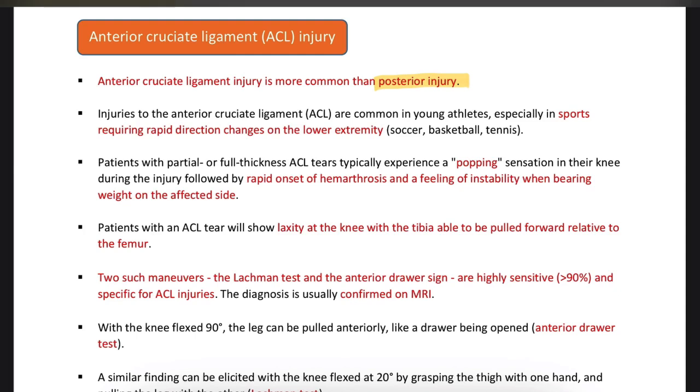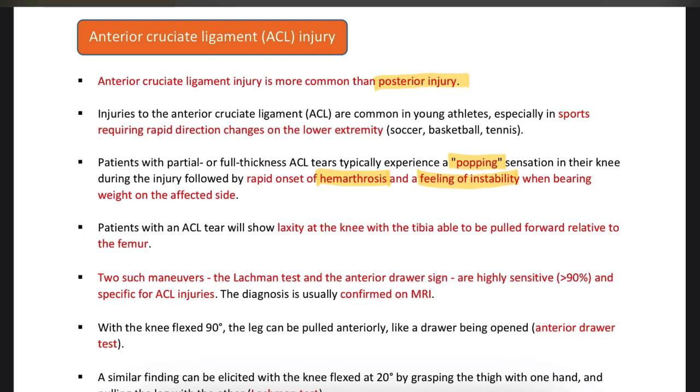Next, in clinical signs we can see an audible popping sound. Sometimes there is rapid onset of swelling, also known as hemarthrosis. And there can be a feeling of instability, like the patient feels that the knee is unstable. So these are the things we can see.